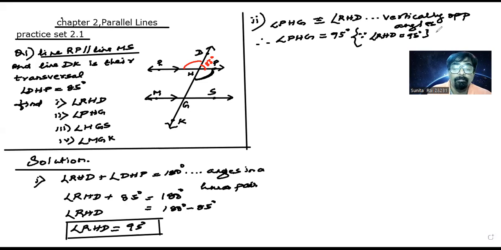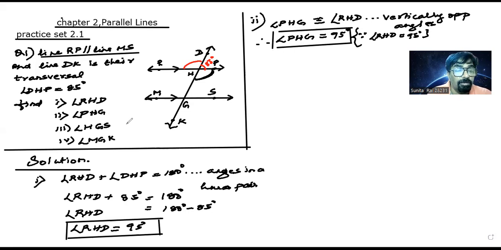Okay, now, so two answers over. Till now, children, the second part is also over. So now we highlight this answer. Now we go to the third part. Okay, we go to the third part. Now, what is the third part here?